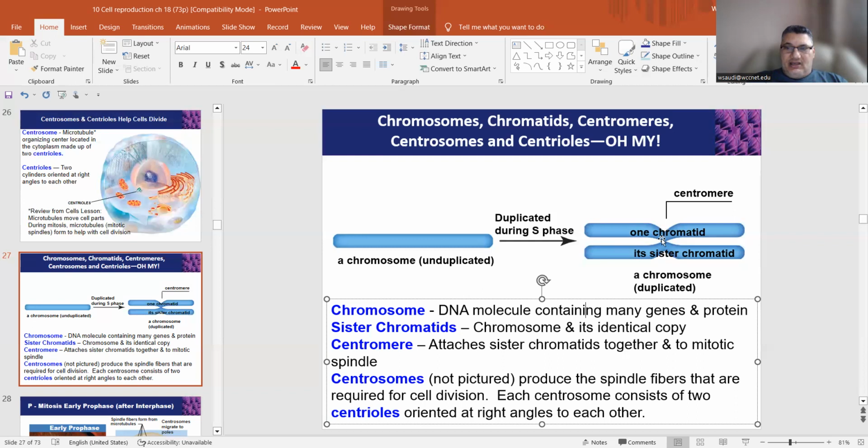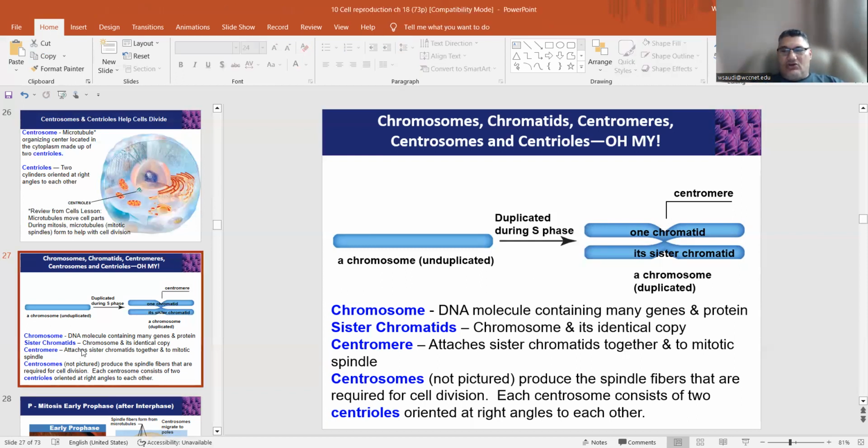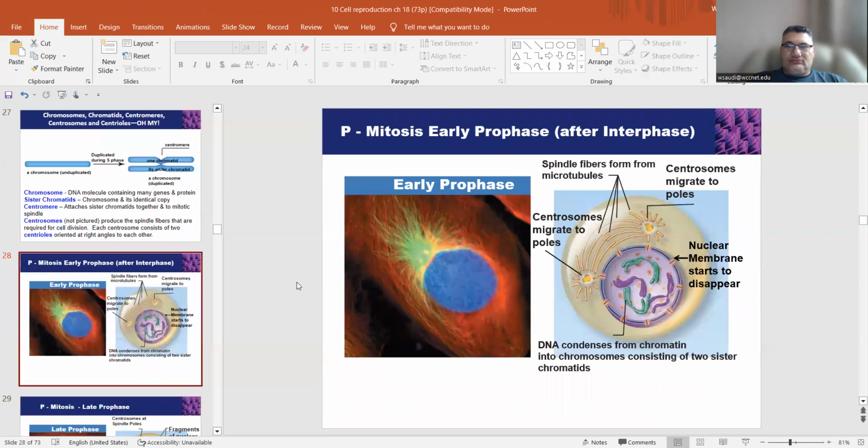And they are attached. The point of attachment is called the centromere. The centrosome is what I talked about, the centrioles that are at right angles to each other. And this is what's going to make the threads, or the spindles, in order to divide.